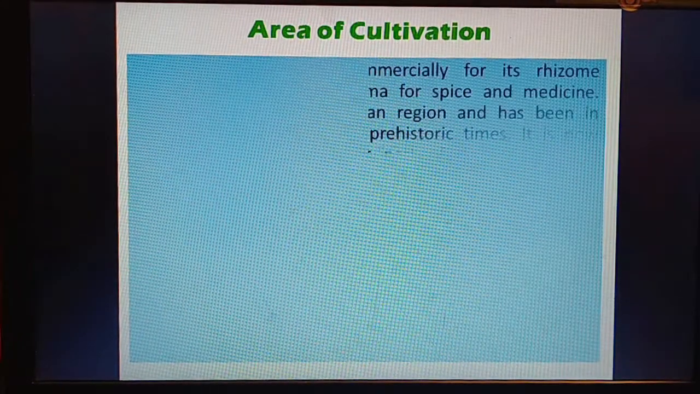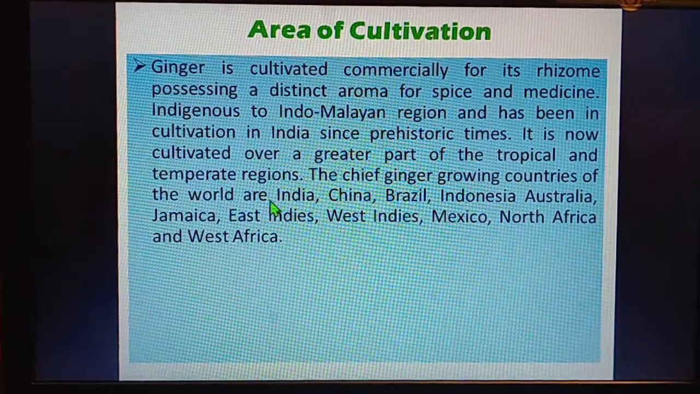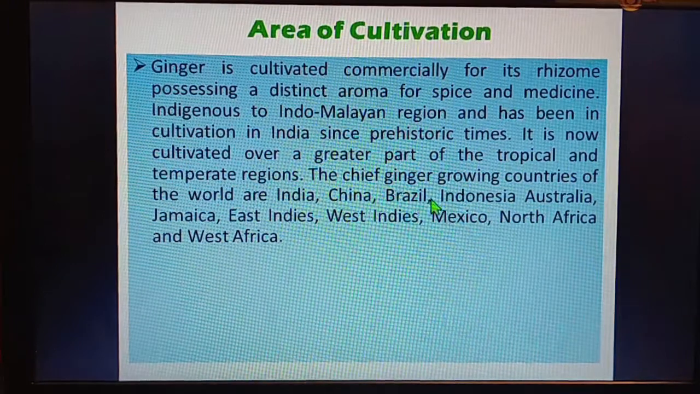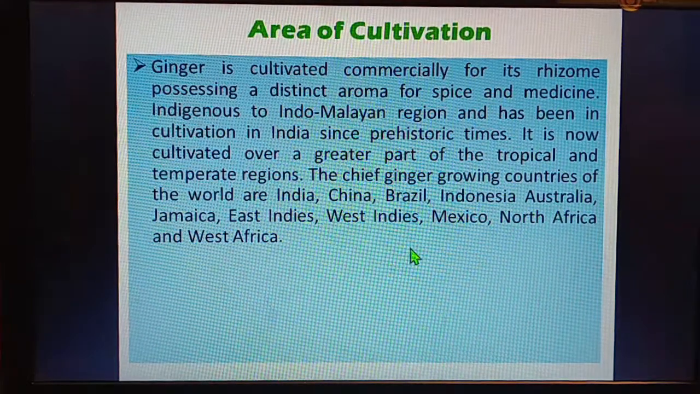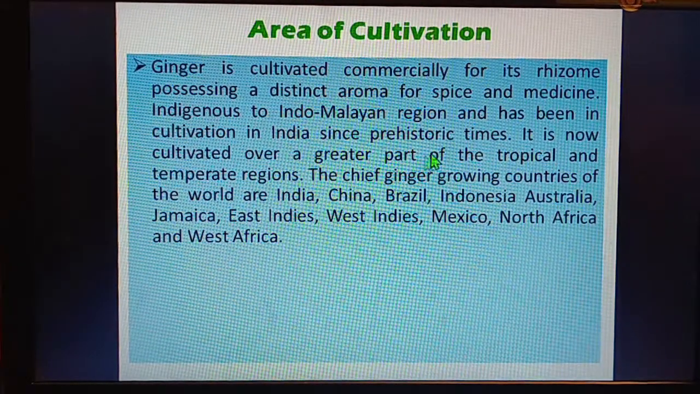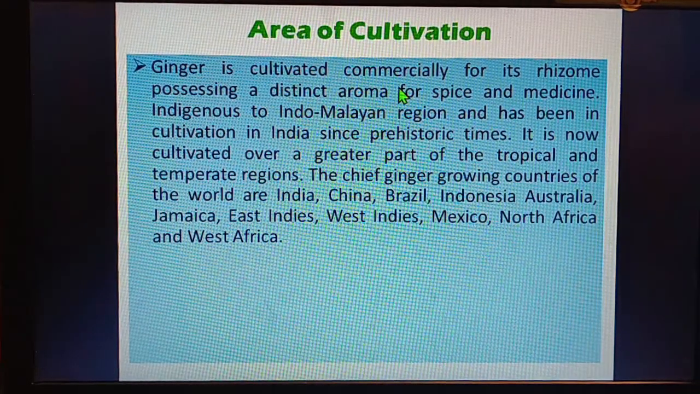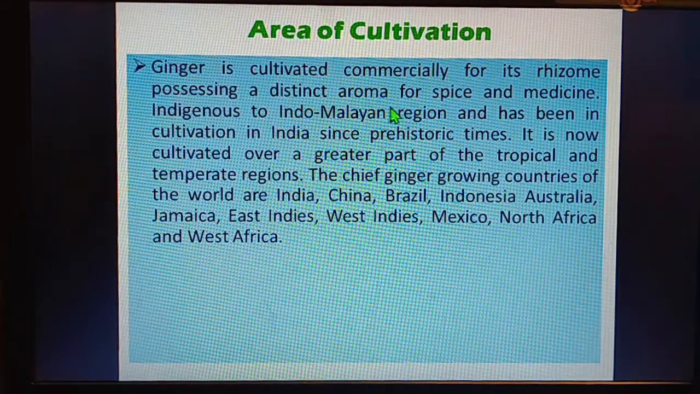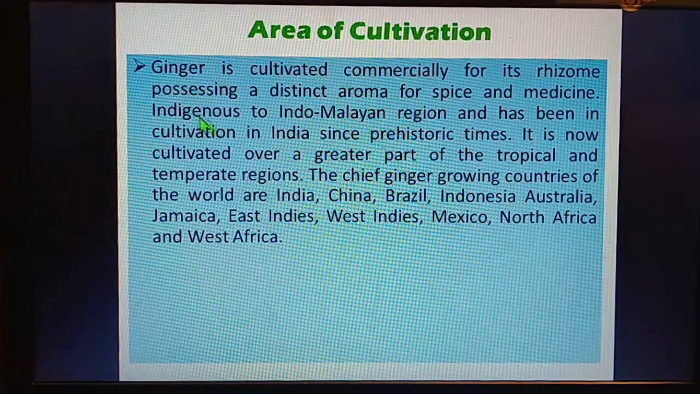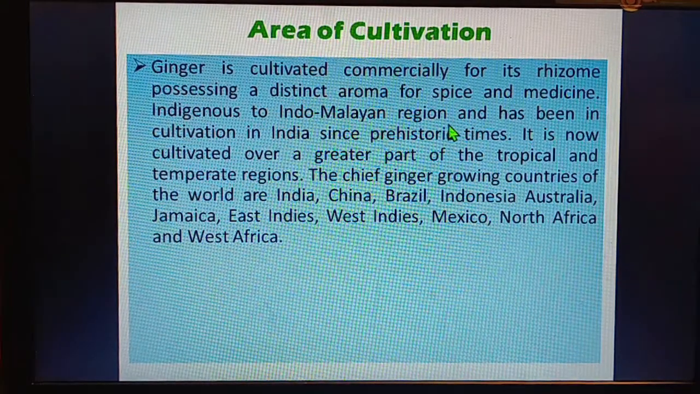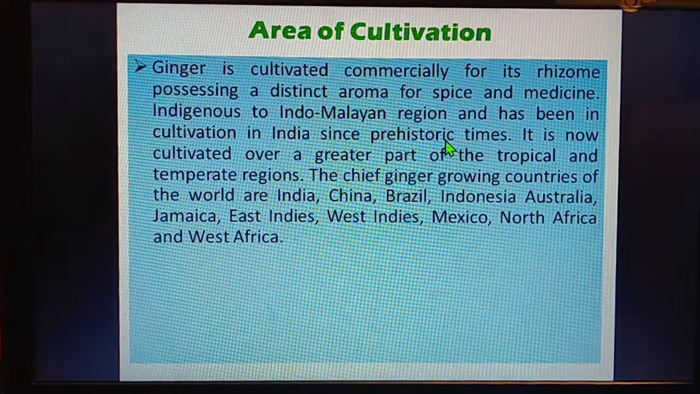Now coming to the area of cultivation. The chief ginger growing countries of the world are India, China, Brazil, Indonesia, Australia, Jamaica, East Indies, West Indies, Mexico, North Africa and West Africa. Ginger is cultivated commercially for its rhizome, which possesses a distinct aroma, for spice as well as medicine. This crop is indigenous to the Indo-Malayan region, and it has been cultivated in India since prehistoric times.